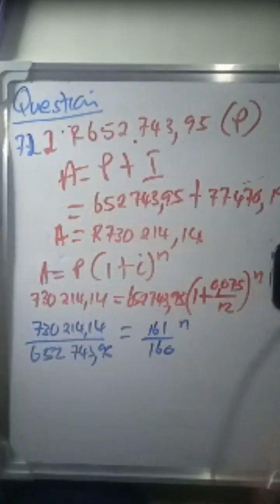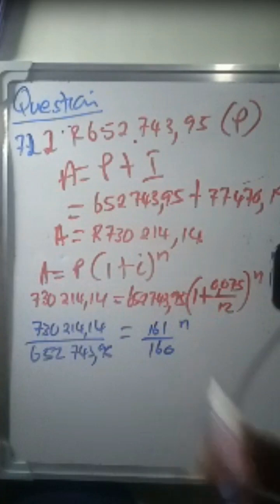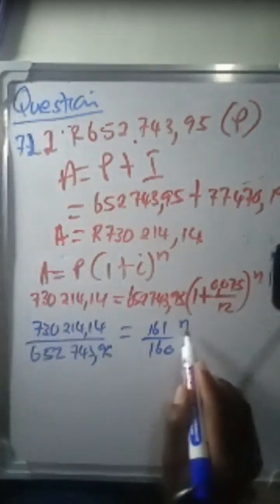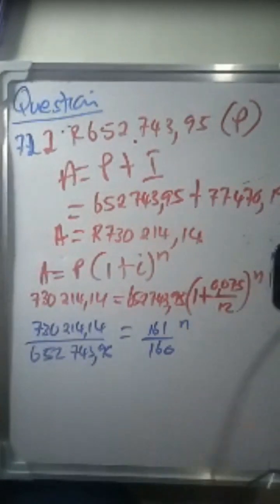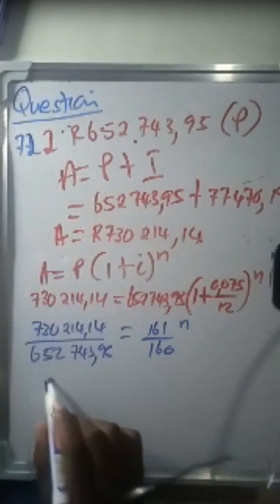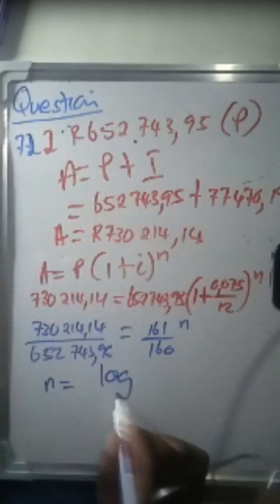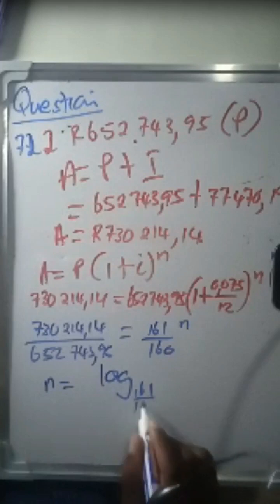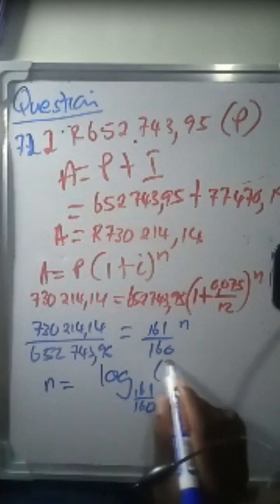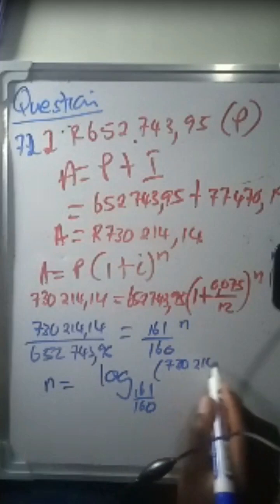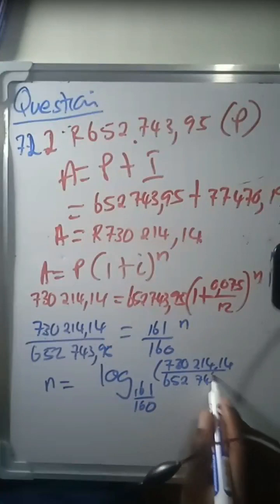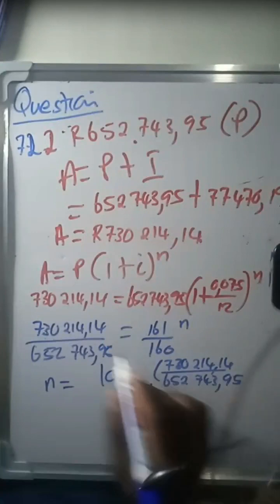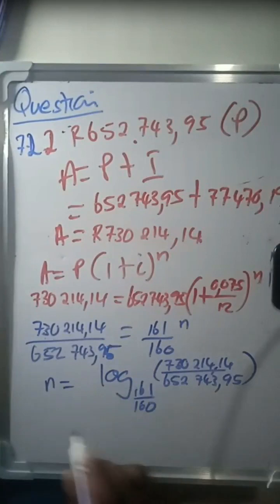Okay, so I heard the other one says logarithms. We use logarithms to find the unknown if the unknown is in the exponent, like that. The base of the exponent becomes the base of the logarithm. Okay, so this is going to be n is equal to log base 161 over 160, then in brackets 730,214.14 over 652,743.95, like that. Then you get your answer.